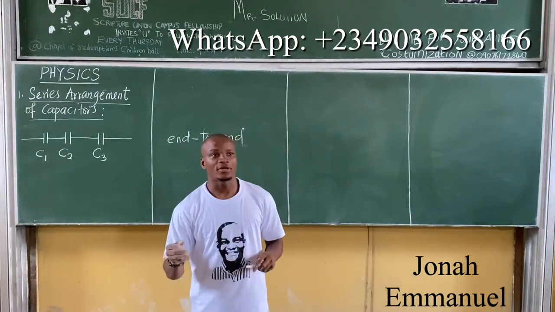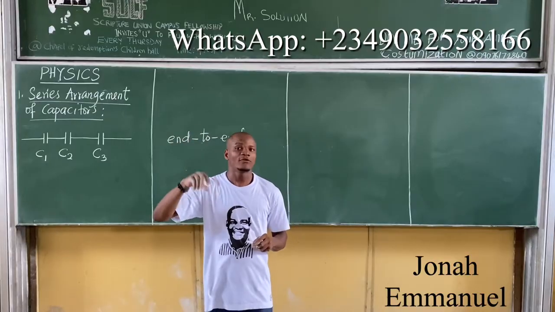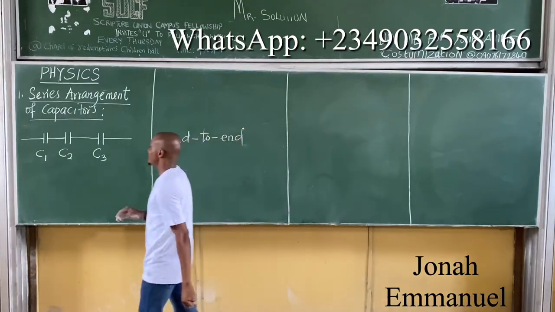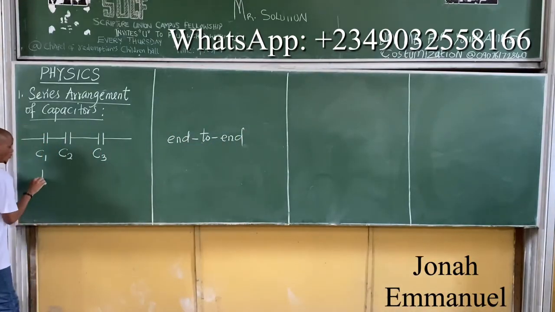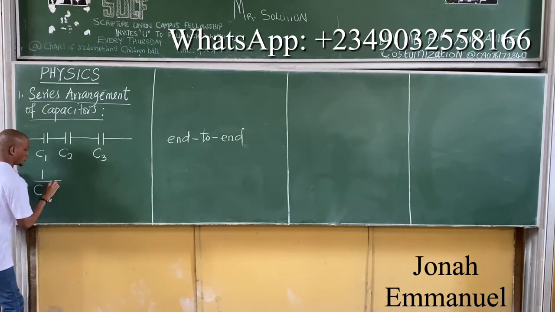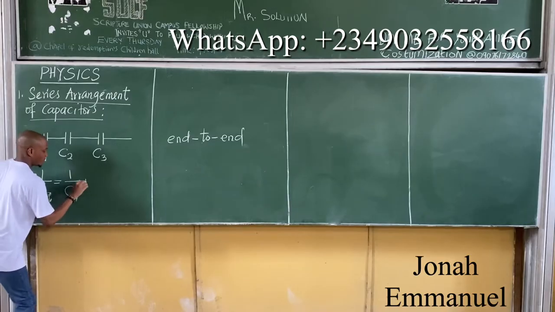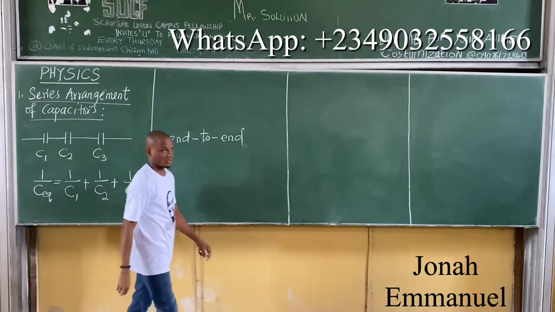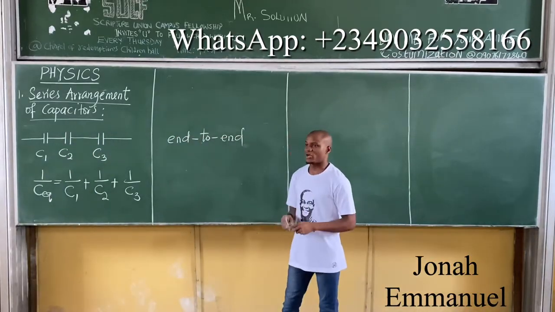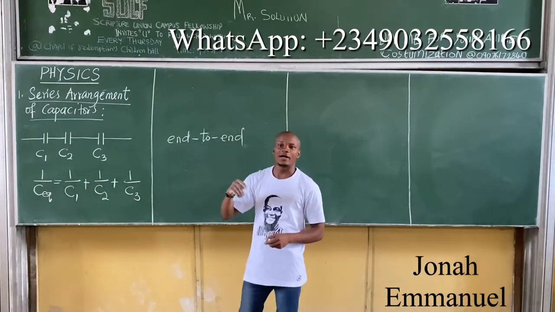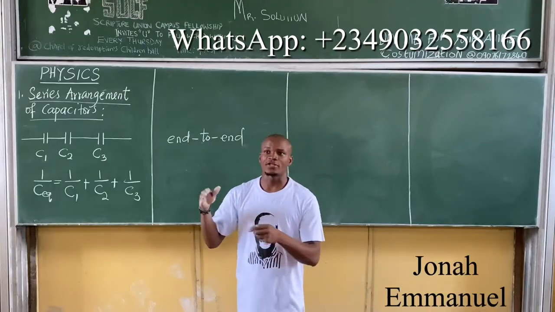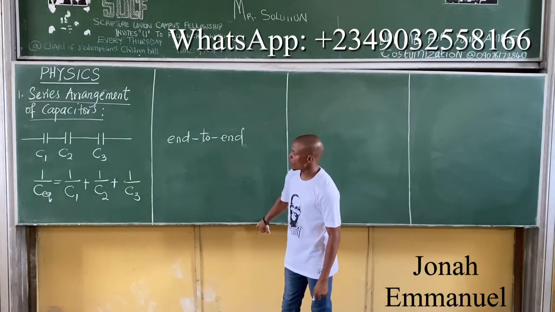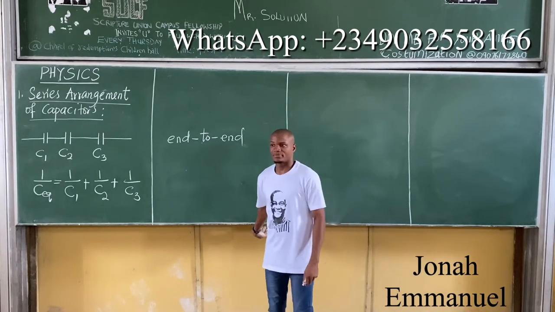For three capacitors in series arranged as shown above, their equivalent capacitance is given by 1 over C equivalent equal to 1 over C1 plus 1 over C2 plus 1 over C3. For capacitors in series, the inverse of the equivalent capacitance is equal to the sum of the inverses of the others. So this is capacitor arrangement in series. That's no big deal.